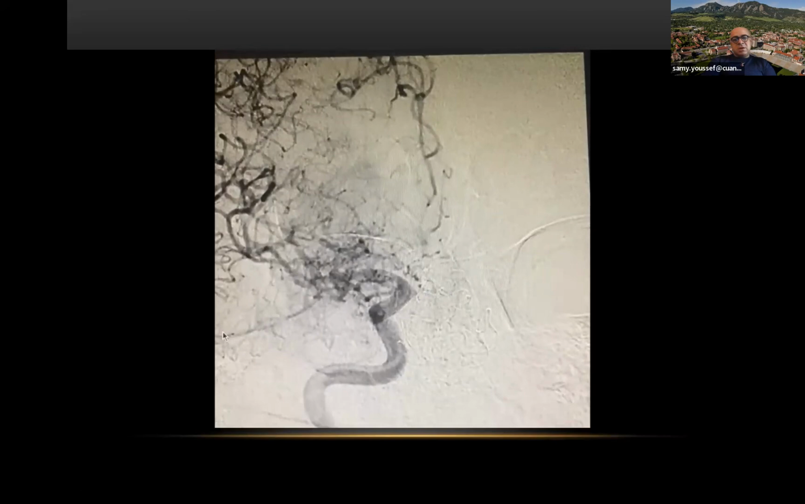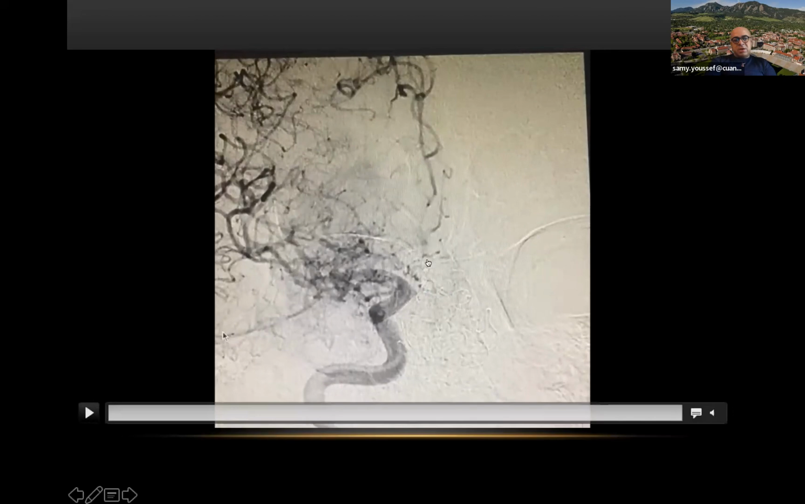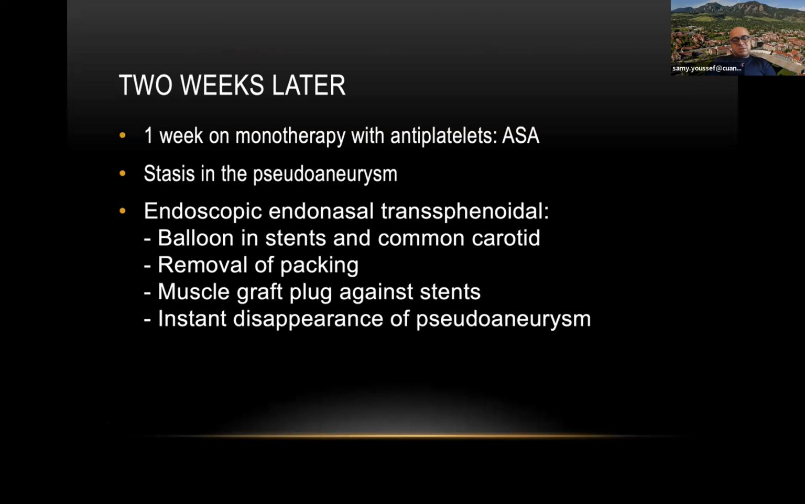So now we're racing against the time to get rid of the packing, to reconstruct the skull base, and to avoid the meningitis problem, and also for the pseudoaneurysm not to bleed again while we're doing that. So we waited on her 2 weeks, lumbar drain in place, and luckily no infection. We had to stop one of the dual antiplatelets, keep her only on aspirin to make that pseudoaneurysm coagulate or thrombose more.